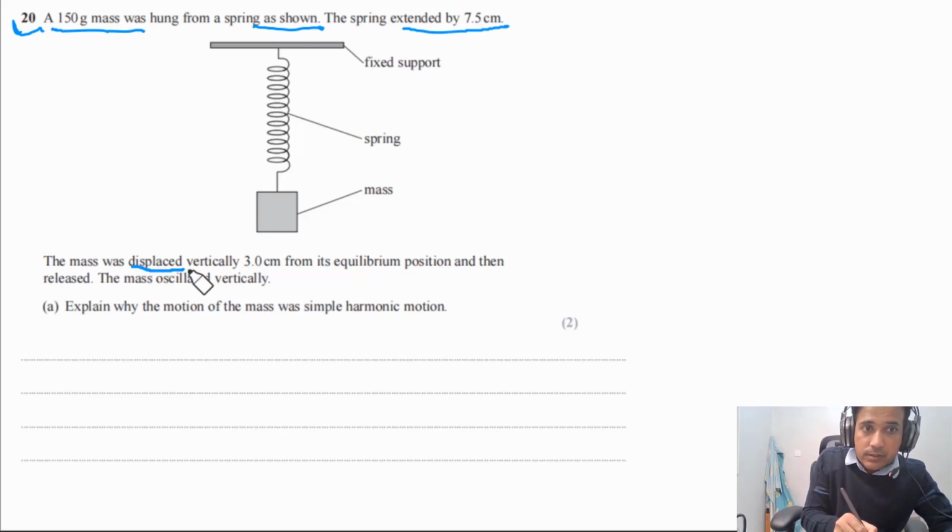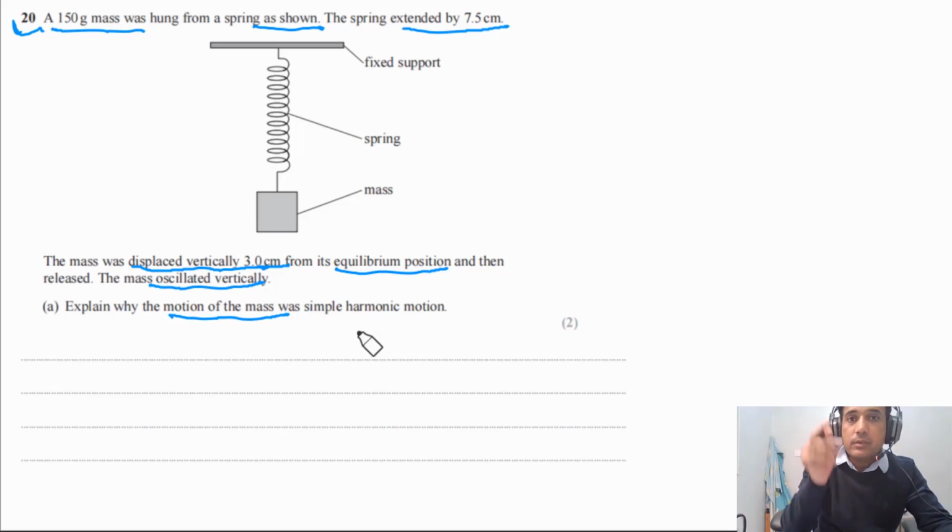The mass was displaced vertically 3.0 centimeters from its equilibrium position, then released. The mass oscillated vertically. Explain why the motion of the mass was simple harmonic motion. For simple harmonic motion, there are two conditions you need to understand.